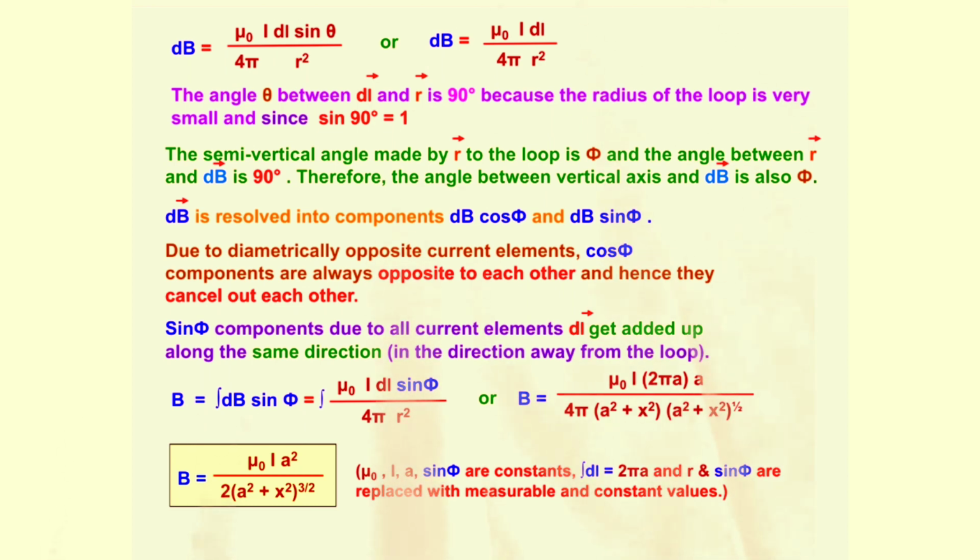So in this case x becomes 0, and after putting the value x equal to 0, we get B equals mu naught I upon 2a. So as you can see in the formula above, B equals mu naught I upon 2a.